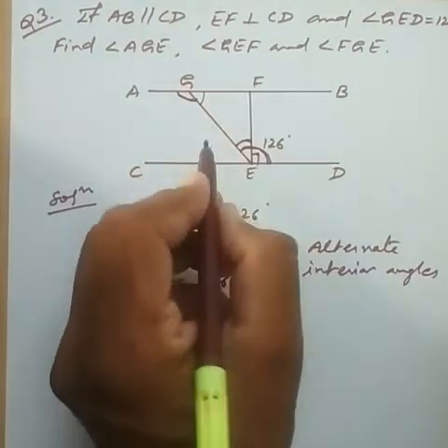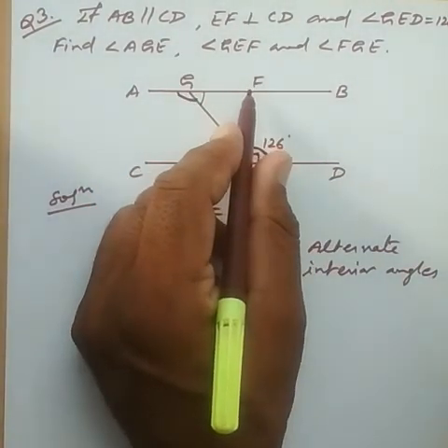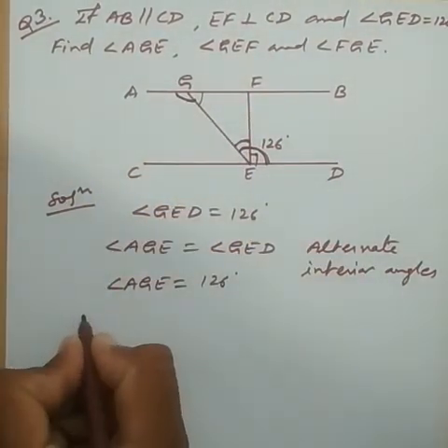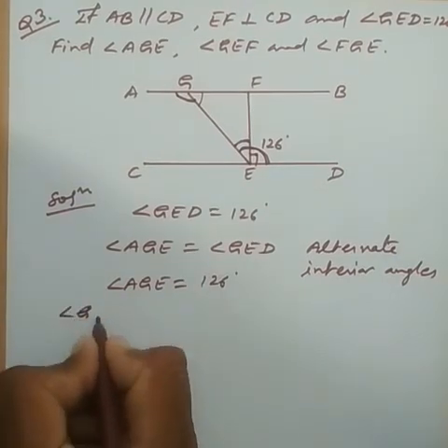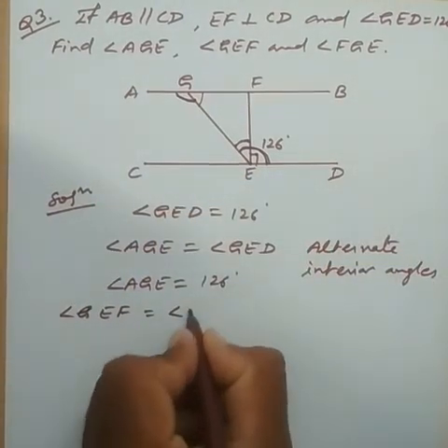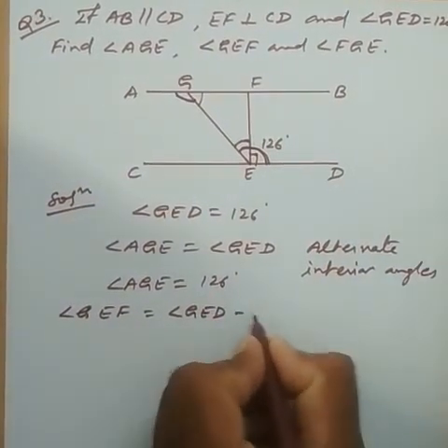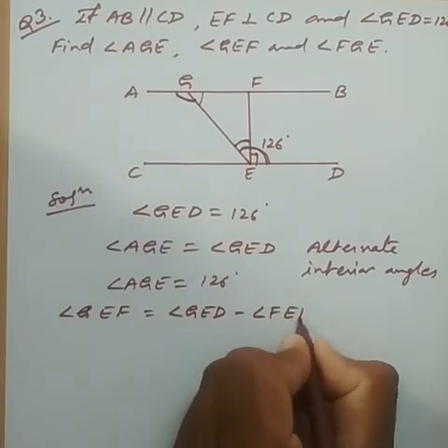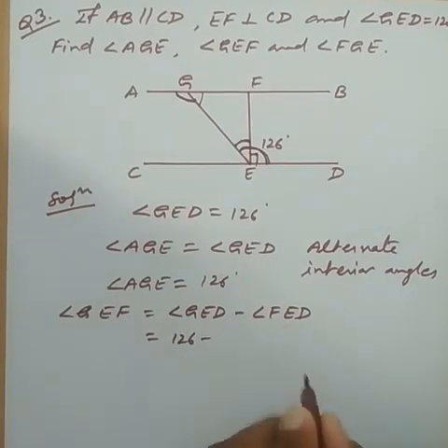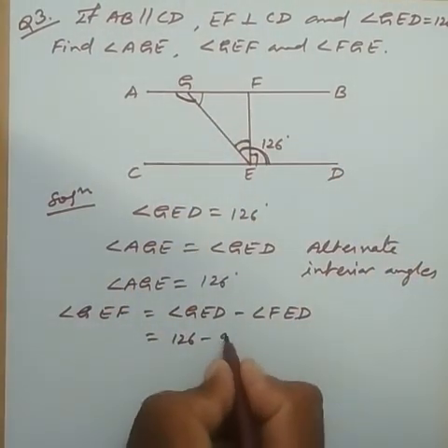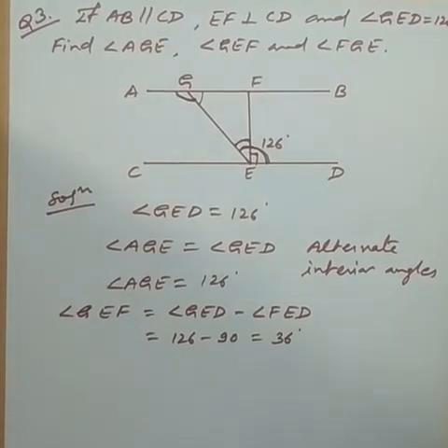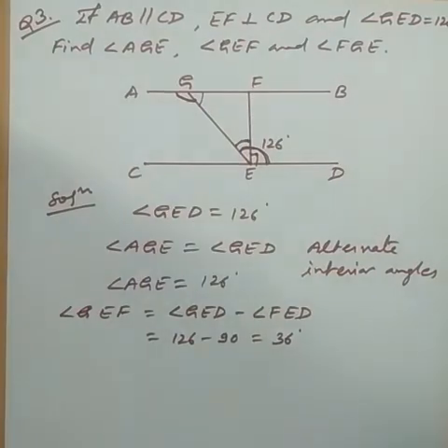Second, GEF is 126 minus 90 degrees. Angle GEF equal to angle GED minus angle FED. GED is 126 degrees and FED is 90 degrees. So its difference is 36. So the second angle GEF is 36 degrees.